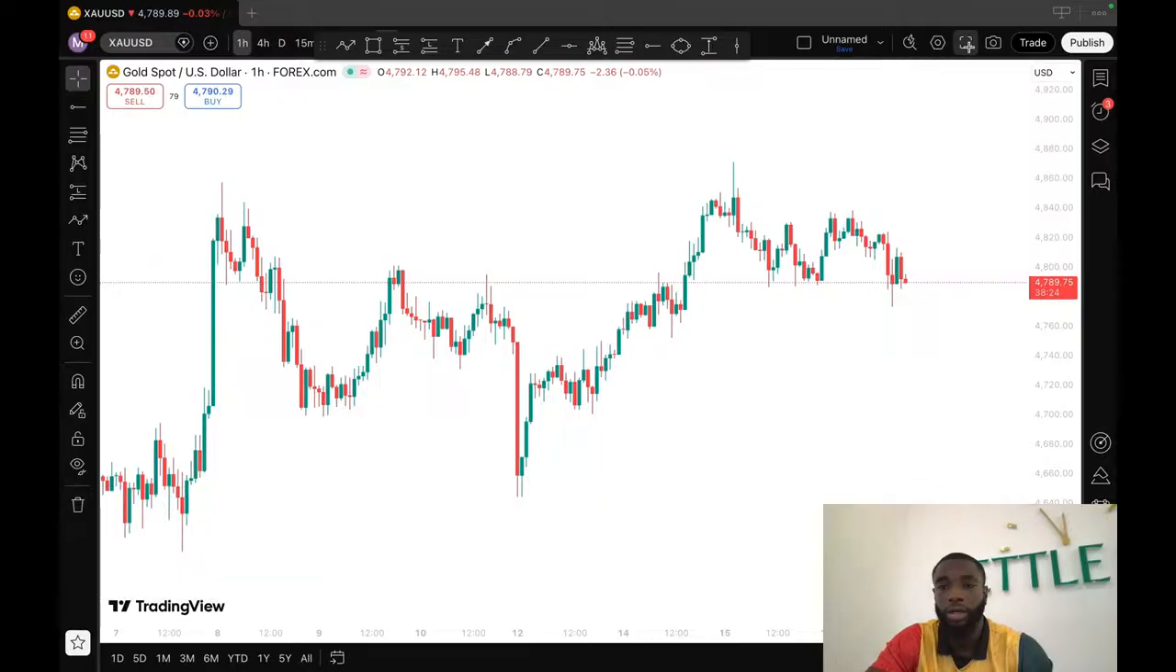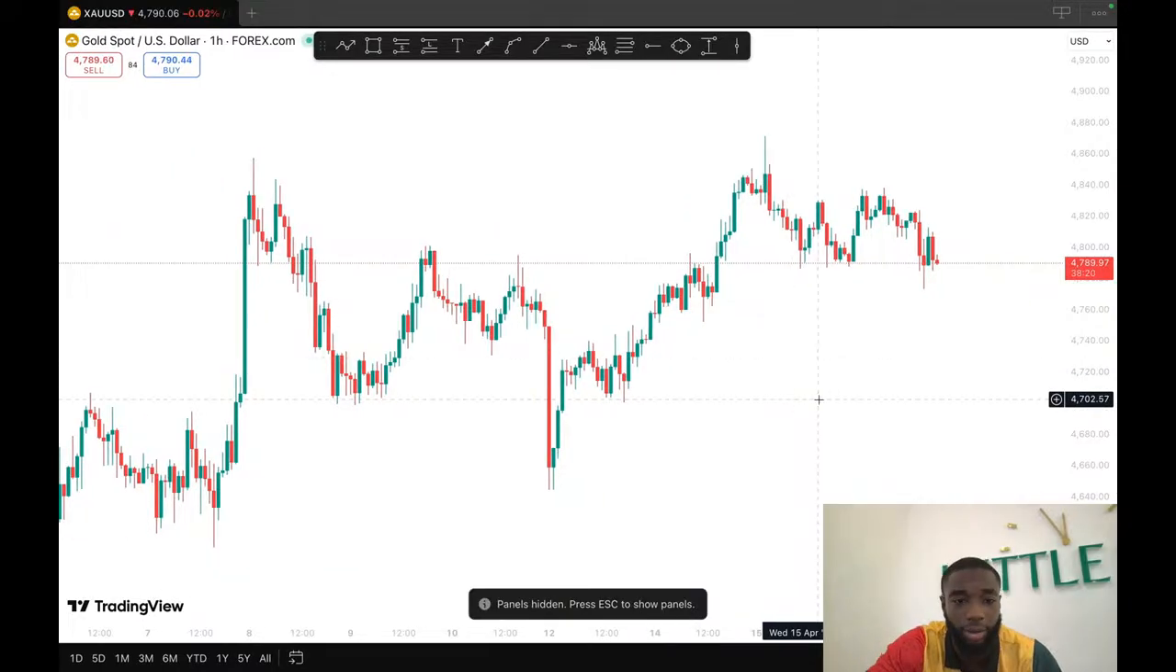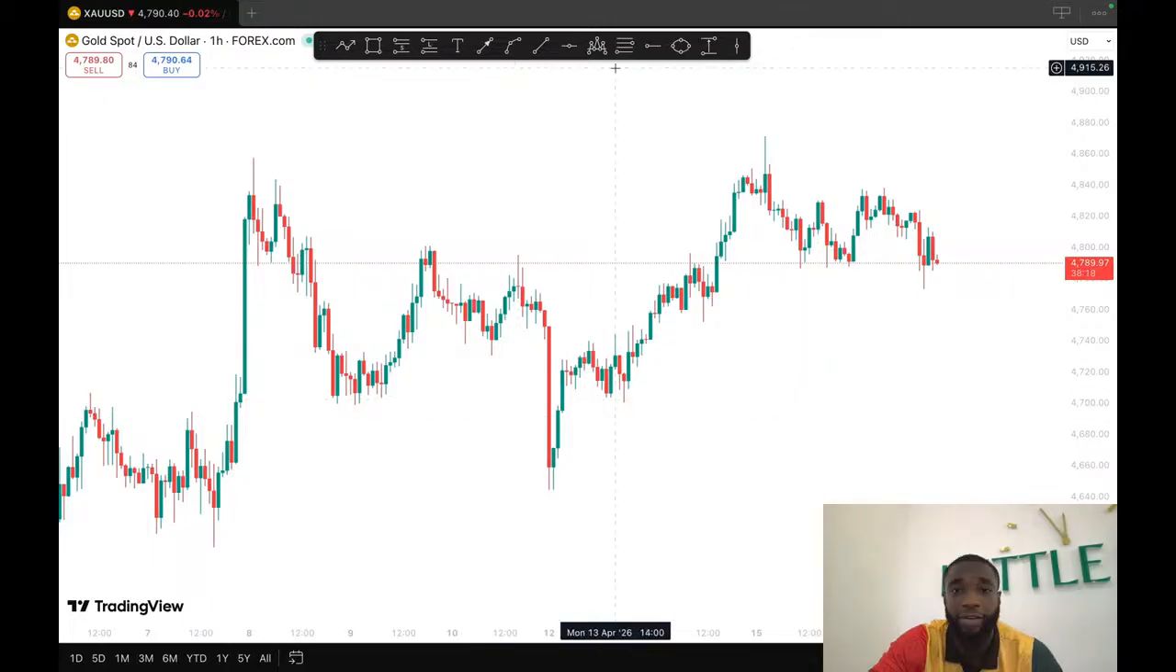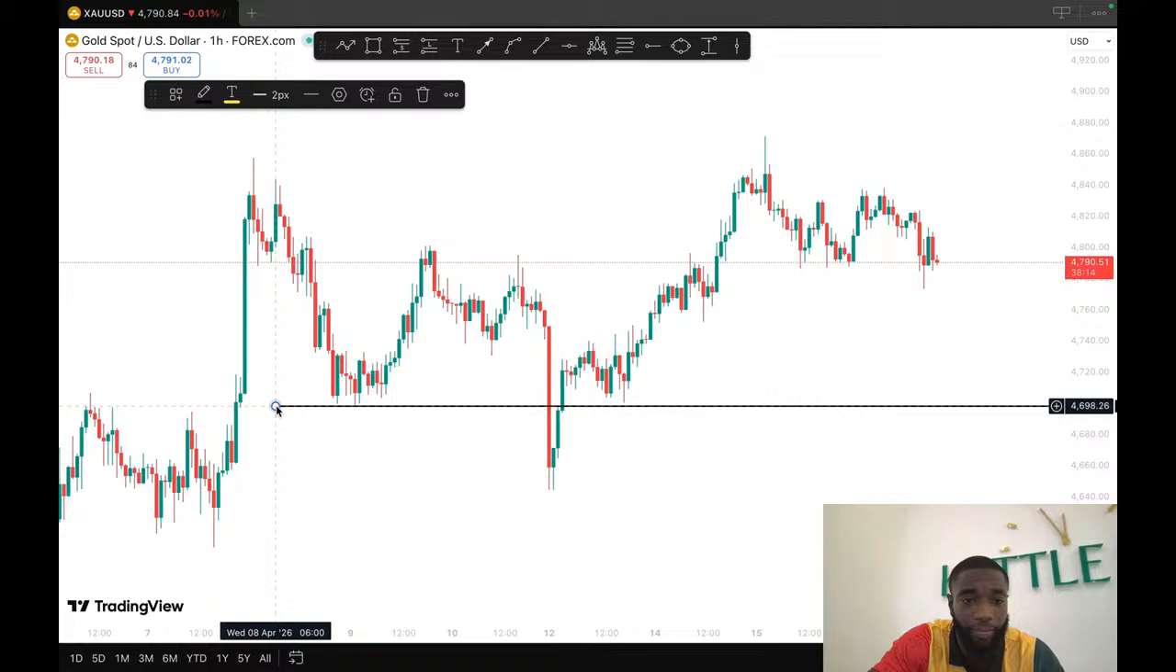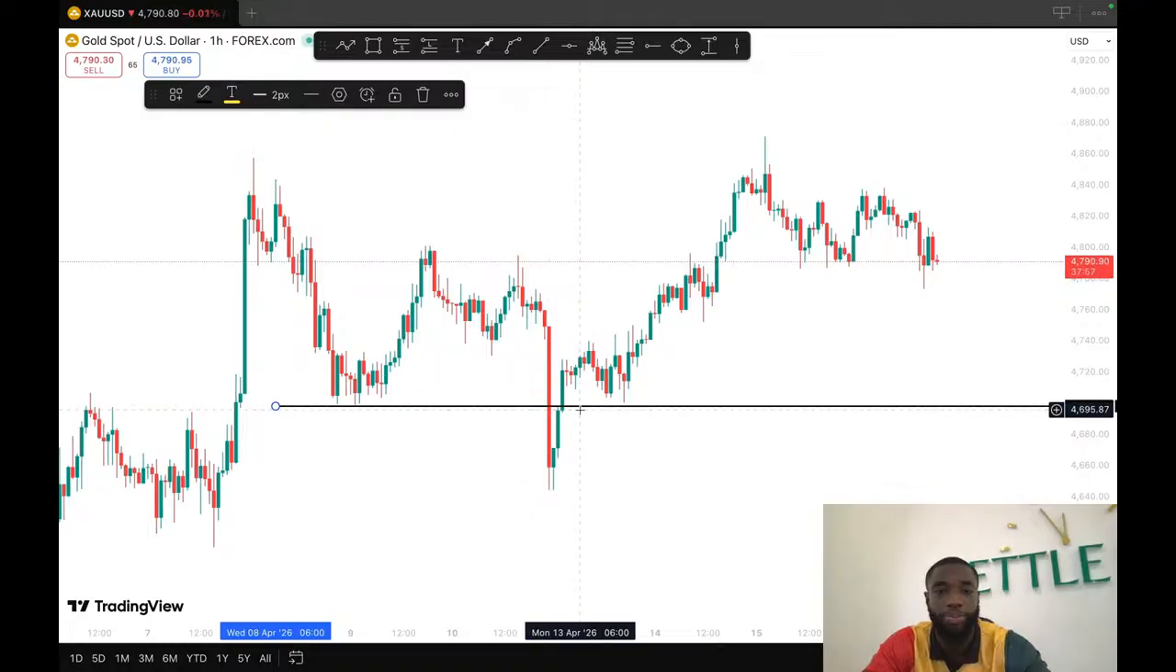Okay, so let's say right now we have a level of buyers here. We had buyers sitting at this level. Price was coming down, coming down, coming down. It broke below. So here, this is your indication. This level here is an indication that below this level, price wants to be bearish.